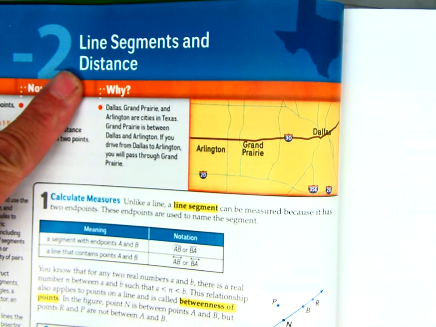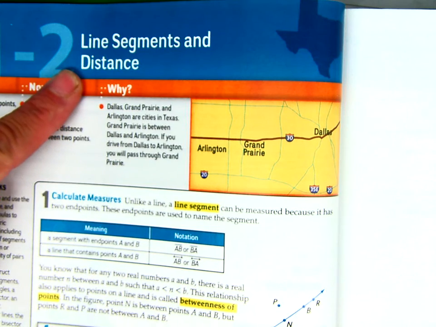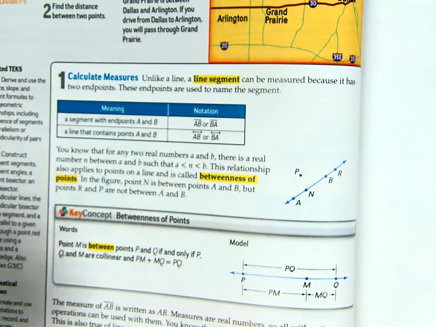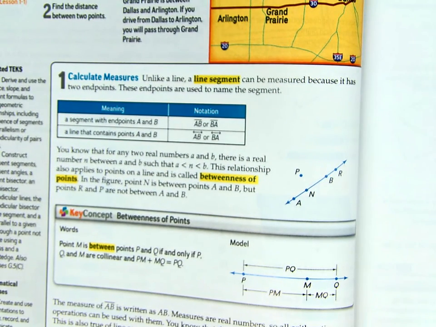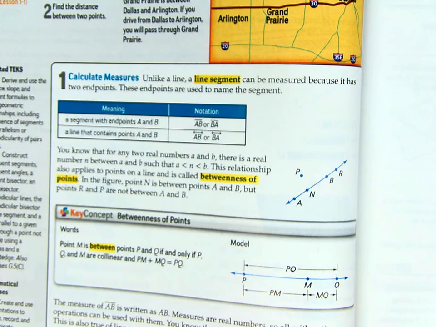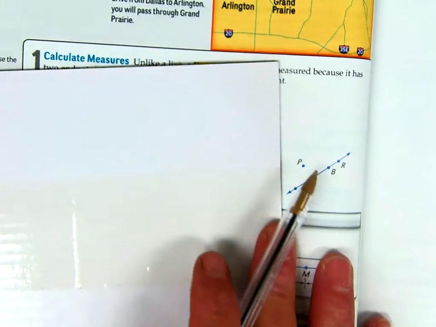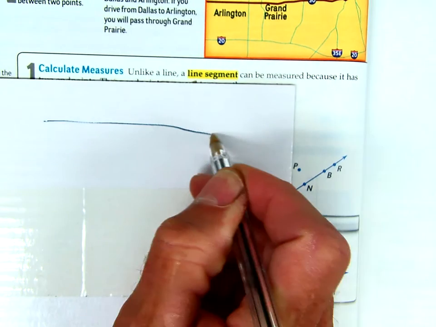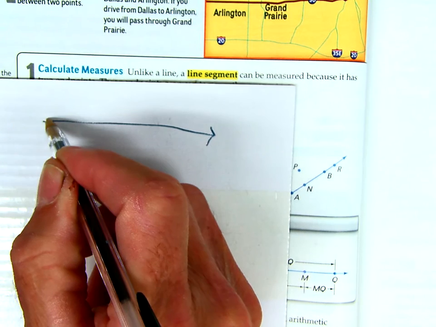Okay. A line segment. A line segment is just a portion of a line. Here's a line, kind of.